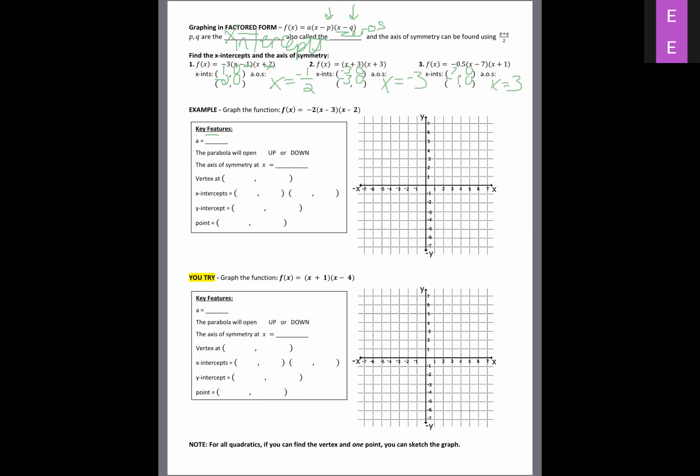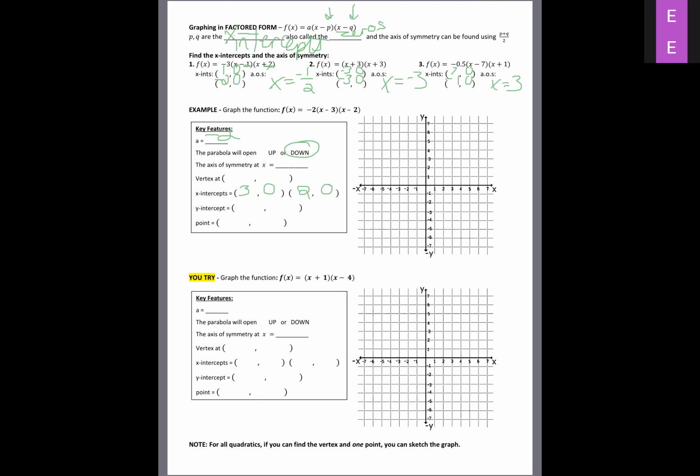Okay, so let's try the first one down here. A is -2. This parabola will open down because A is negative. The axis of symmetry, I don't know yet, and the vertex, I don't know yet, but I do know the x-intercepts. I'll come back and fill in the other 2. The x-intercepts are going to be at 3, 0 and at 2, 0.